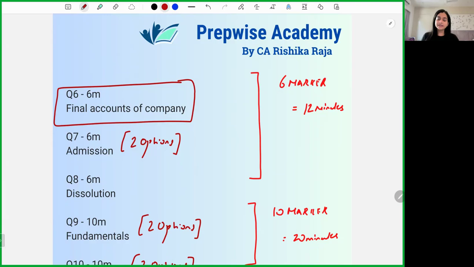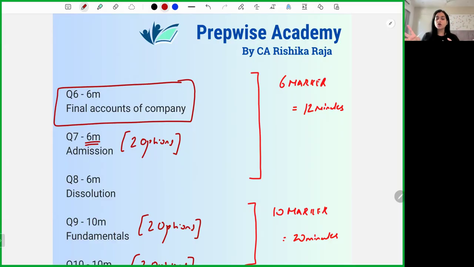Okay. Next, question number 7, 6 marker, admission. Great question. There will be two options here. One option might concentrate on making a partner's capital account, then basically goodwill, all of this, the whole adjustment. You know, there are big, big sums in admission, right? So one of the big sums, of course, not as big as the textbook. They will make sure that if they're asking it for a 6 mark, it's only 5 or 6 adjustments.